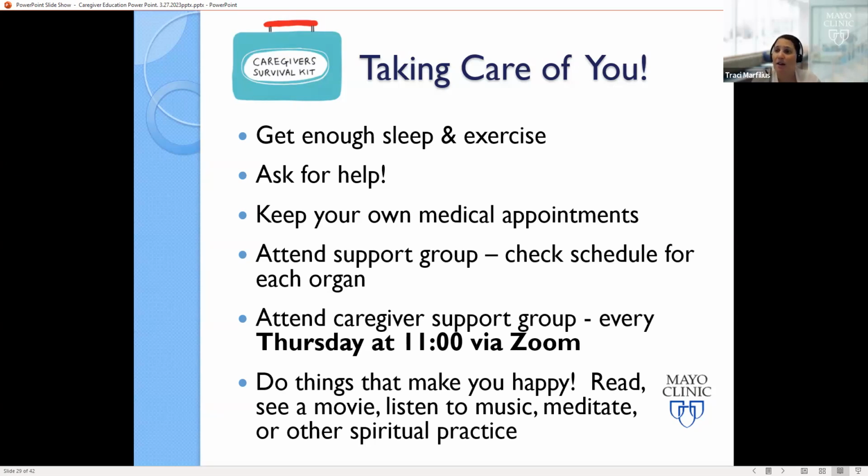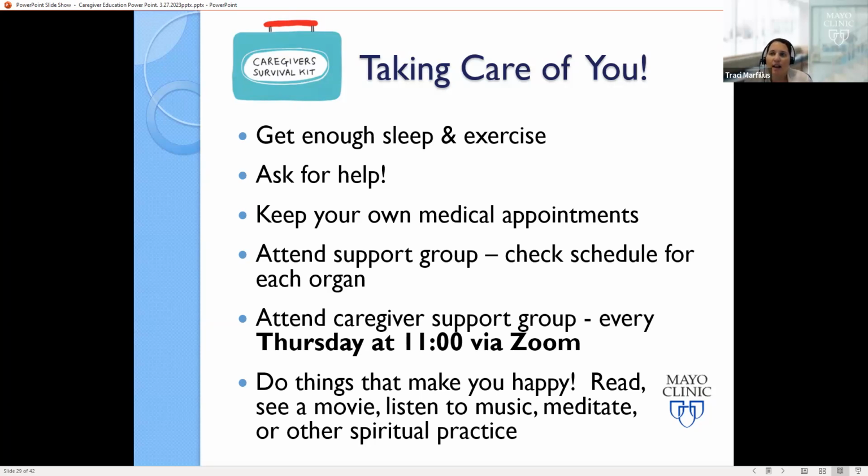But this is why we do have a backup caregiver in place. And sometimes help comes in the form of different things. It could be someone that's just helping you with cooking or cleaning, because I've had caregivers say that was really helpful. Keeping your own medical appointments. So you do have to take care of yourself. Support groups. Every support group has a support group for patients and caregivers, which is held by Zoom, and the link for that support group is sent to the patient's portal.